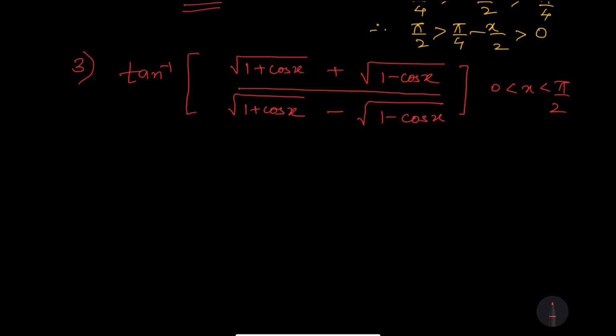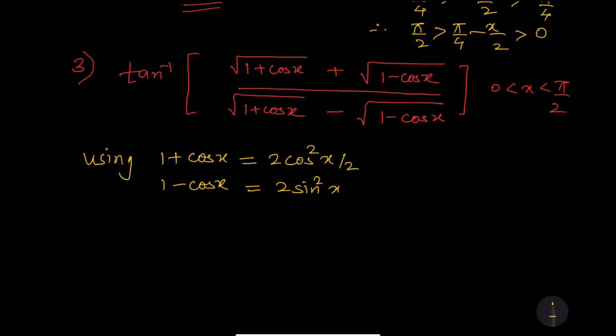Now which formula will we require here? Using 1 plus cos x is equal to, what is the formula? 2 cos square x by 2, and 1 minus cos x is equal to 2 sin square x by 2. So we require these two results here.